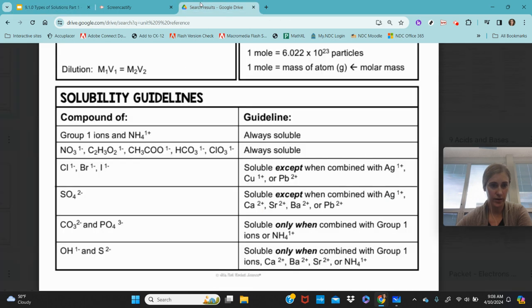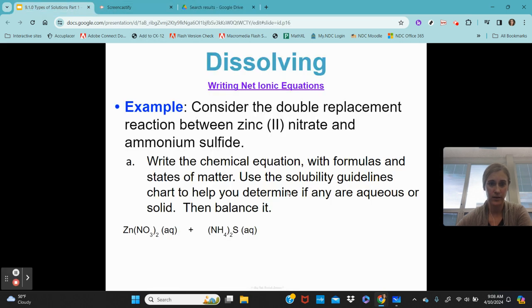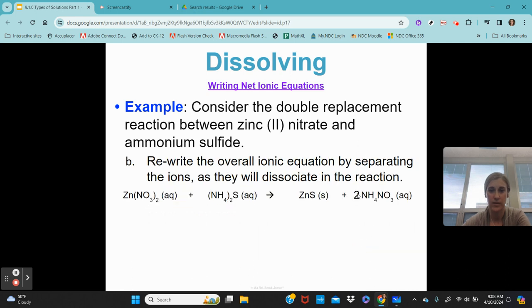And remember that our other product is going to be ammonium nitrate. Now, all nitrates are actually soluble. So if you look at all of this here, any of these ions, it doesn't matter what cation is with it, it is soluble. So notice zinc sulfide has a solid next to it, and then we have ammonium nitrate that remains AQ, aqueous. Our next step is to balance it. So we just needed a 2 right there.